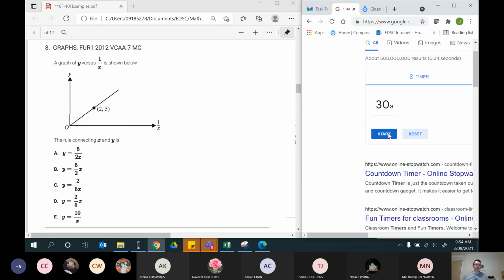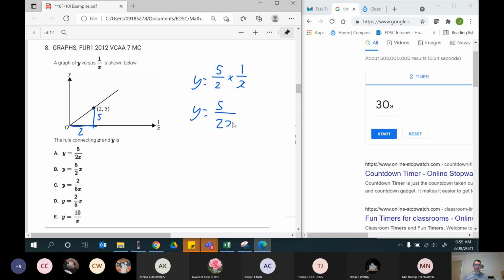Okay, if you haven't got this one, I'm going to quickly go through it for you. Really quickly, you can see that this is a straight line. So we're going to do rise on run. This goes 2 and then it rises 5. So it is y equals 5 rise on run, and it's times by 1 on x, okay? So that gives me y equals 5 on 2x.